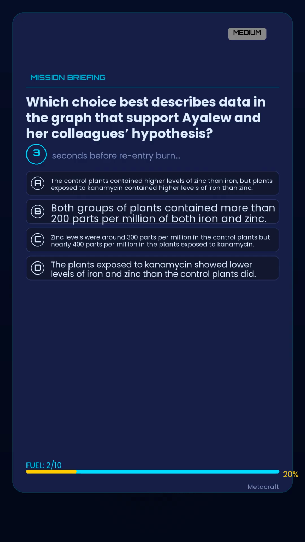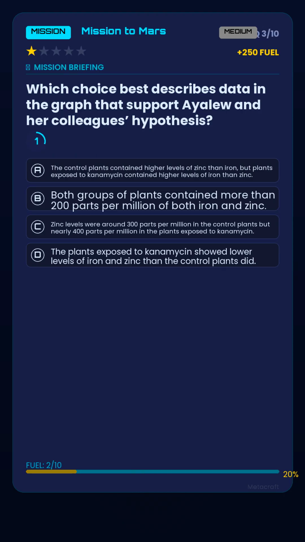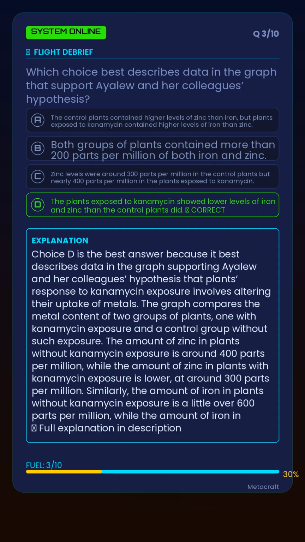Option B. Both groups of plants contain more than 200 parts per million of both iron and zinc. Option C. Zinc levels were around 300 parts per million in the control plants, but nearly 400 parts per million in the plants exposed to kanamycin. Option D. The plants exposed to kanamycin showed lower levels of iron and zinc than the control plants did. The correct answer is D.